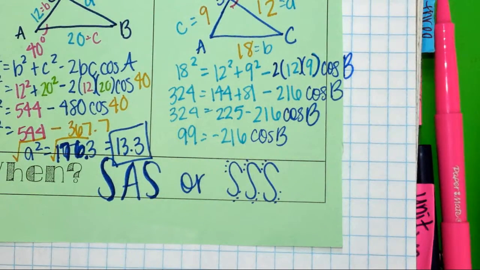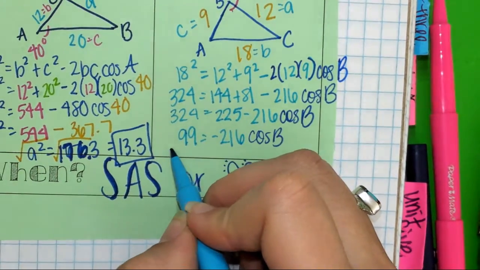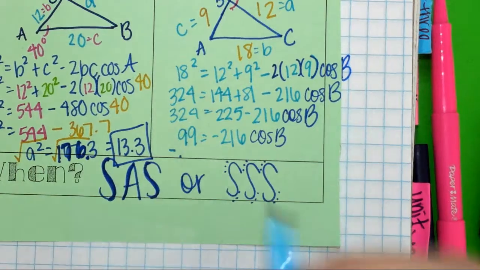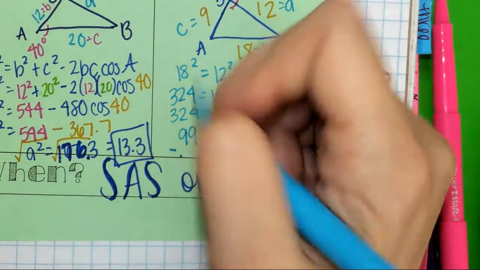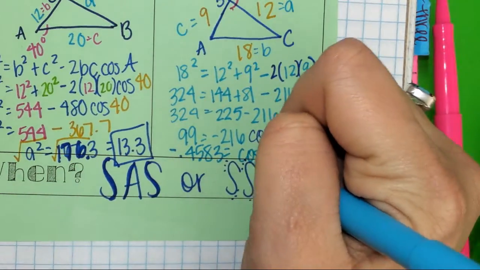Oh, and you wouldn't square it because it's an angle. Right. All right, so it's negative 0.4583. Negative 0.4583 equals the cosine of B.